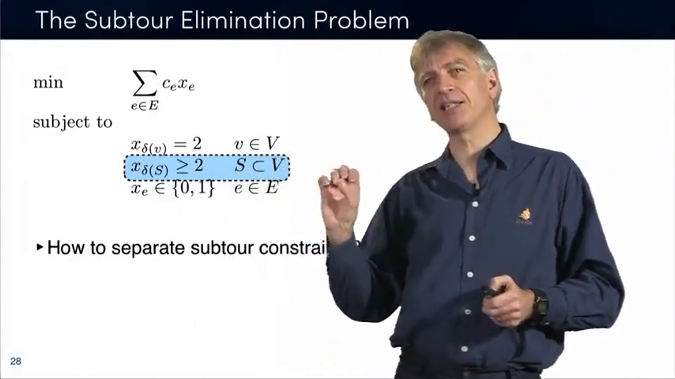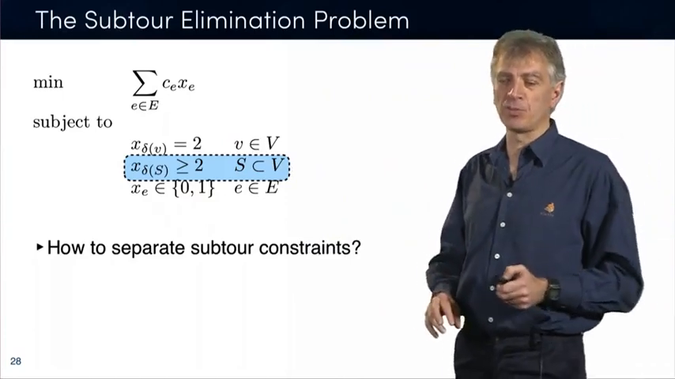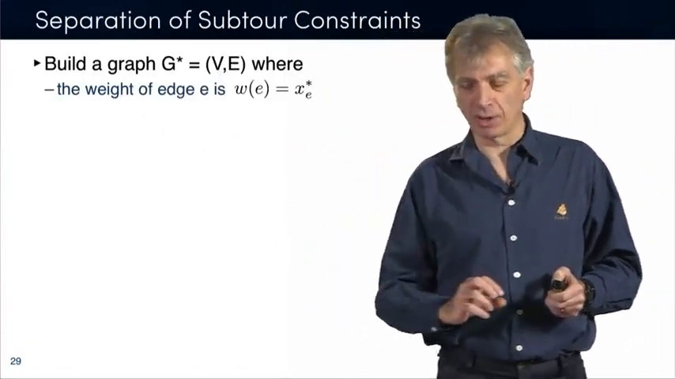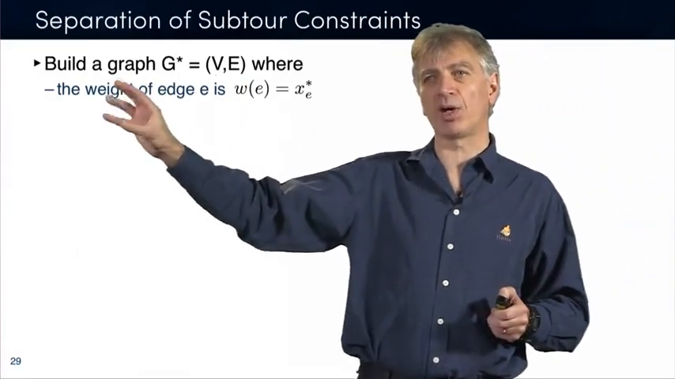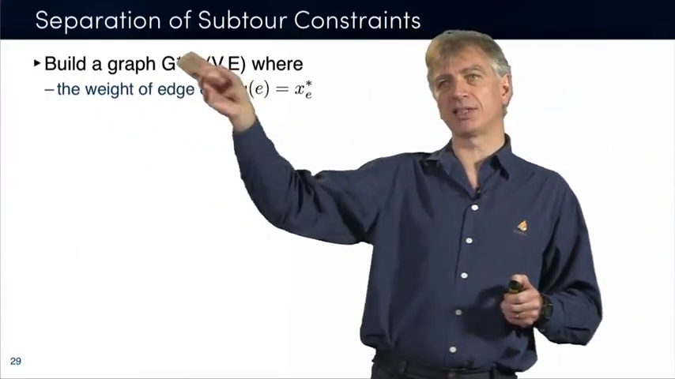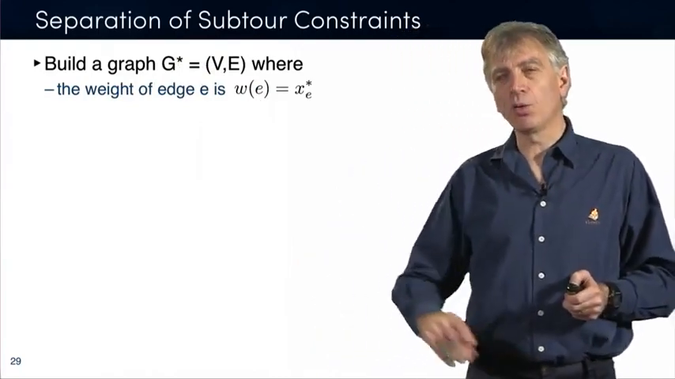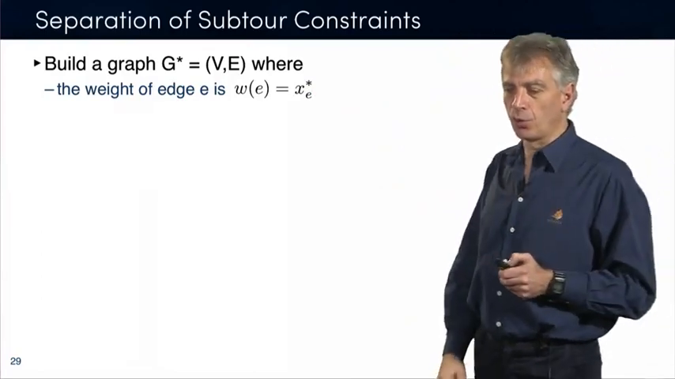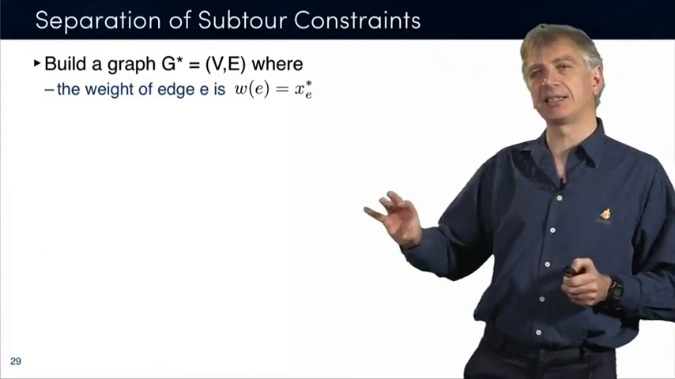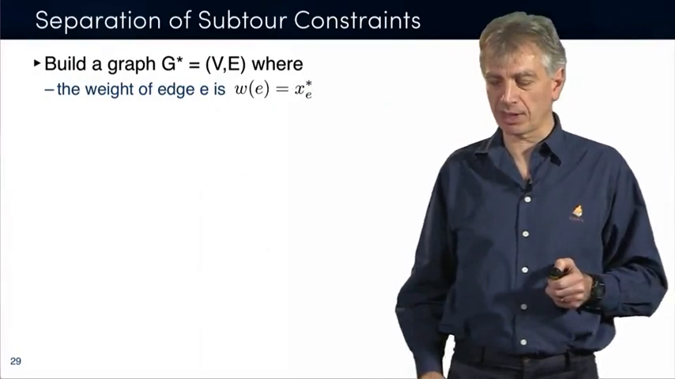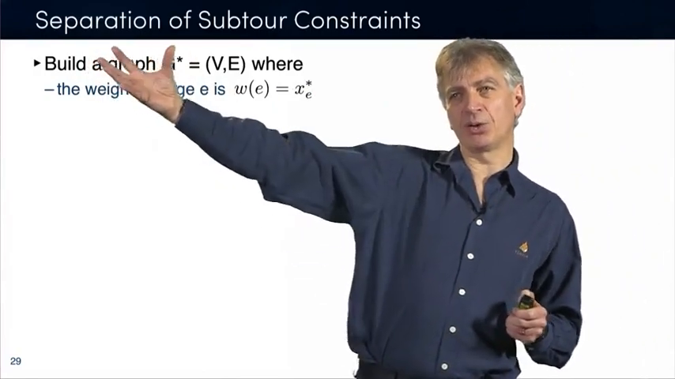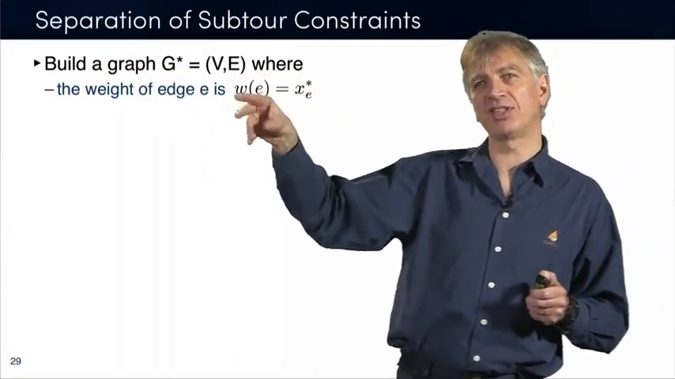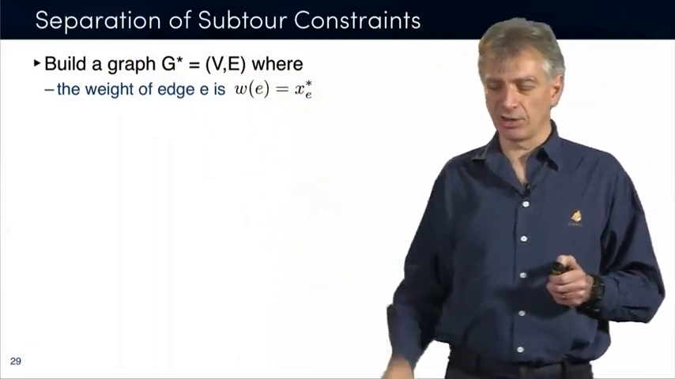Once you re-express it that way, the separation problem becomes a really nice combinatorial problem that can be solved in polynomial time. The key idea is that you build a graph with the same set of vertices and the same set of edges, and for every one of these edges, the weight is going to be the value in the linear relaxation. So you have the same graph, but the edges get a weight, which is the value of the decision variable of that edge inside the linear relaxation.